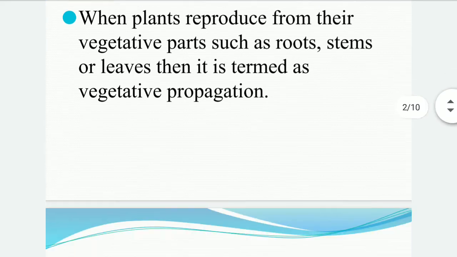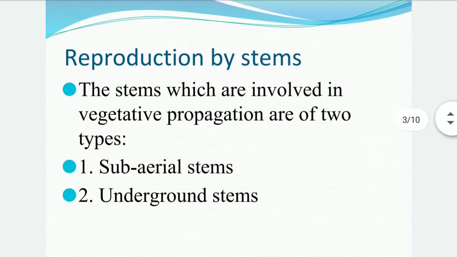First, it is reproduction by stems. Now the stems which are involved in vegetative propagation are of two types, that is subaerial stems and underground stems. Subaerial stems are the stems that grow on the surface but do not rise up. They do not grow very tall. And underground stems, you all know, grow below the soil. So first it is subaerial stems.